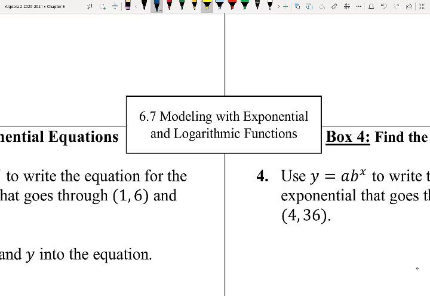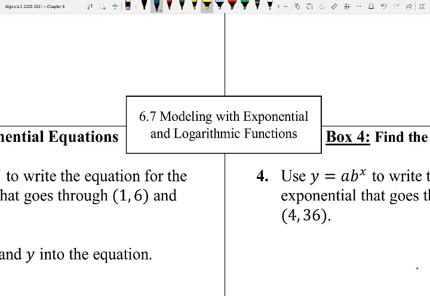Our first one being able to classify data sets. So if I give you a set of data, whether it's given as a table or a list of points, we need to be able to identify what kind of function that is, whether it's linear, quadratic, or exponential. And then our second skill is going to be writing an equation just given two data points.